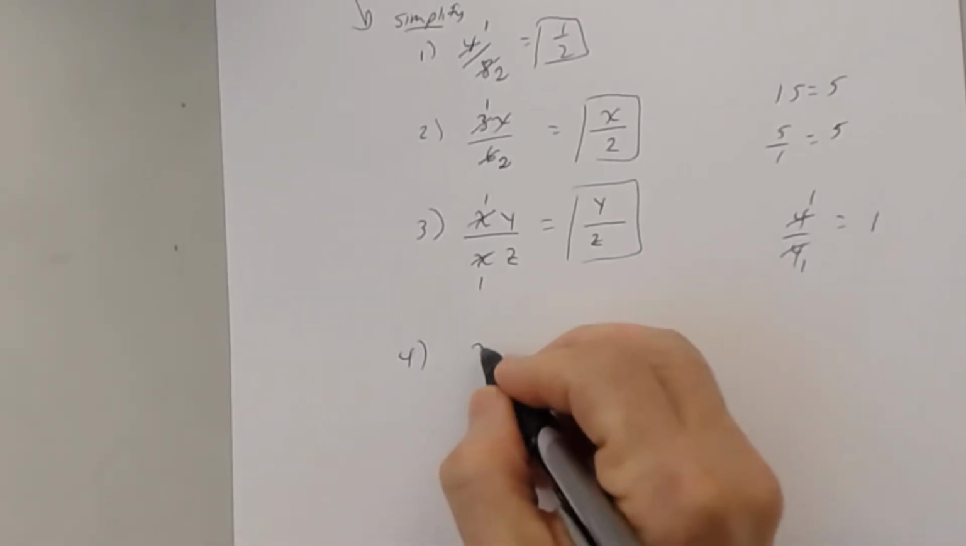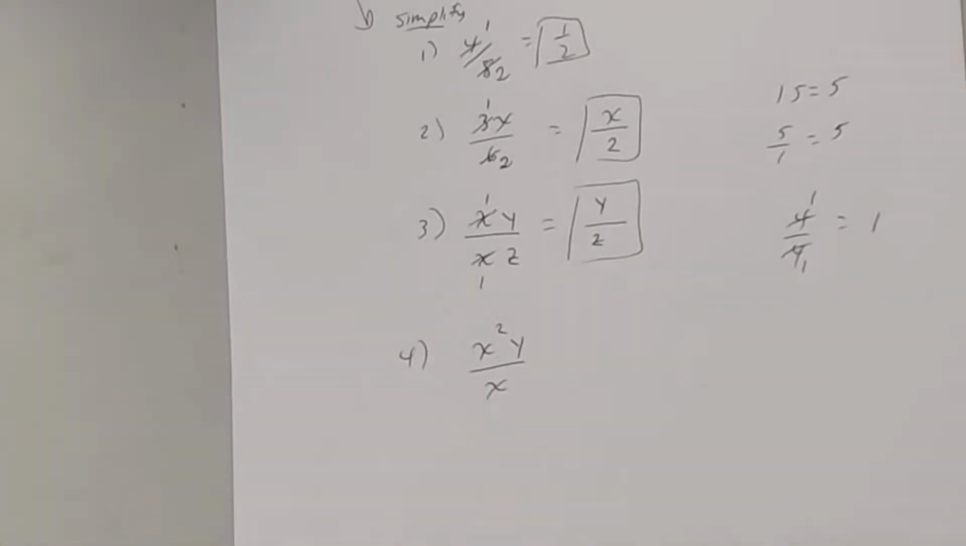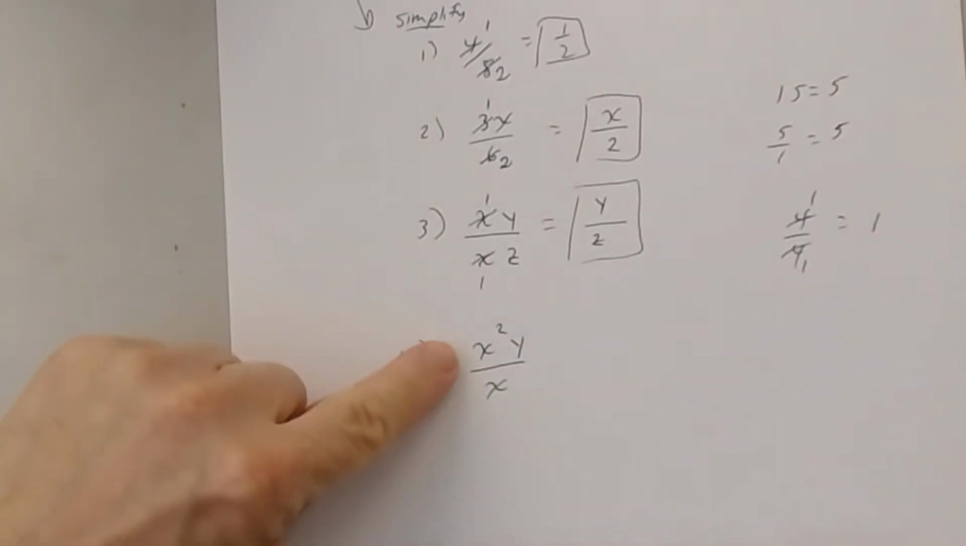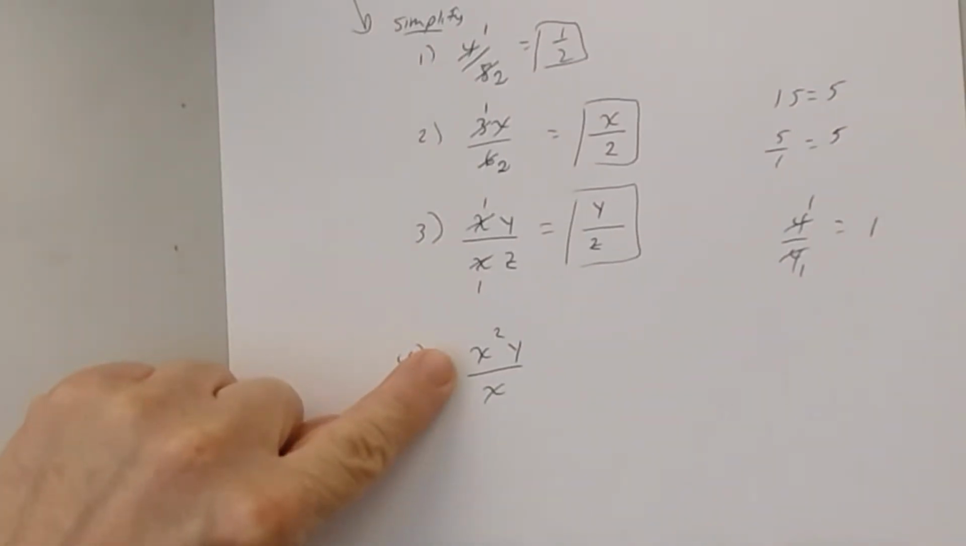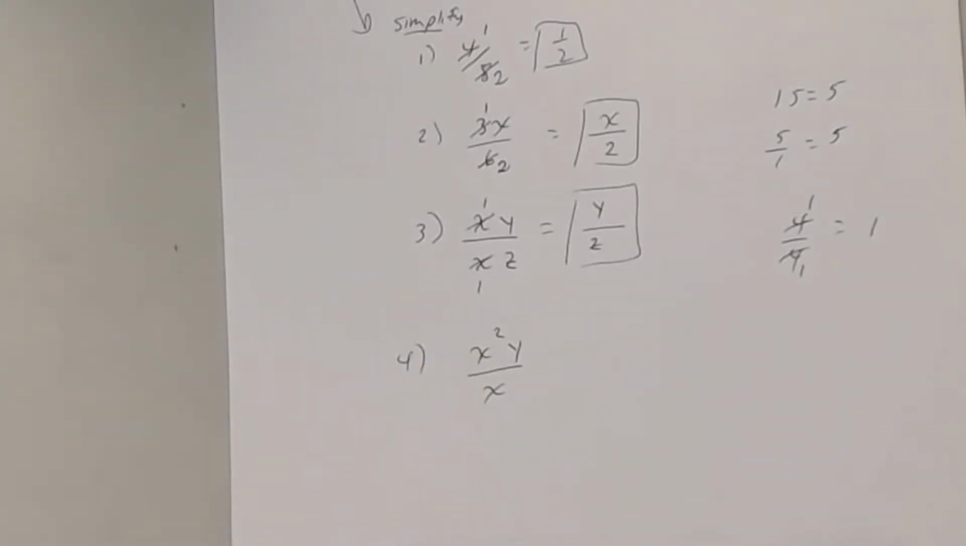You have x squared y divided by x. Okay, let's talk about factors. If you look at the numerator, I see an x. How many factors of x are there? 2. How many factors of y do you see? 1. In the denominator, what's the only factor you see? X, and it occurs how many times in the denominator? 1.